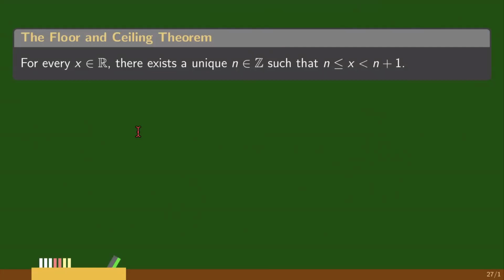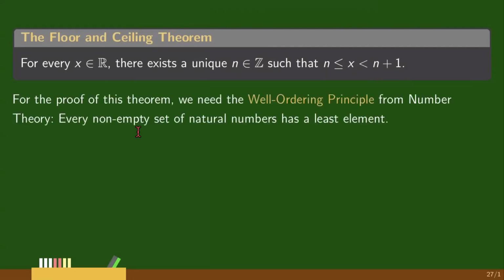Naintindihan nyo ba? Okay? Naintindihan niyo yung theorem before I talk about the proof? Wala namang mahirap intindihin sa theorem, no? But actually, yung proof niya yung ating pag-iisipan. Yan na nga. Yung proof ng theorem na ito will definitely use the well-ordering principle from number theory, which states that every non-empty set of natural numbers will always have a least element.